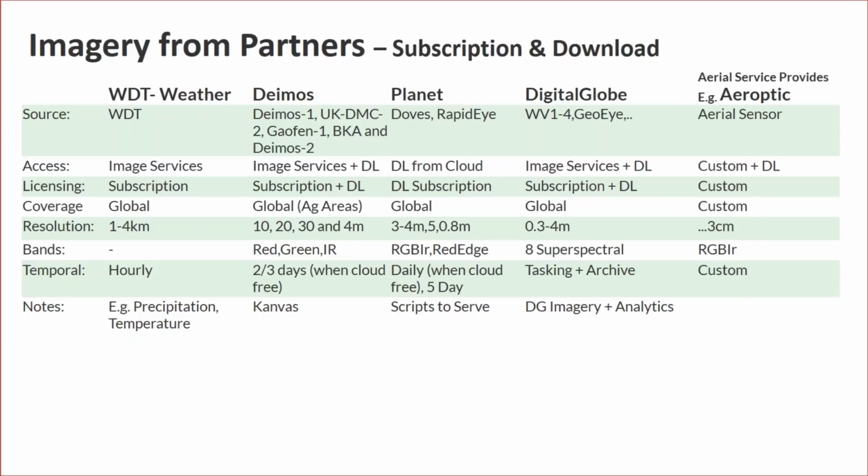And then you actually have aerial data service providers. These are companies like Aeroptic, and they typically have aerial sensors and do custom flights. So you define your area of interest, and these service providers will come and actually fly your area of interest, very often with an aerial sensor, sometimes with drone sensors, and they can get down to sort of 3 centimeter resolution, very often also at least four band imagery.